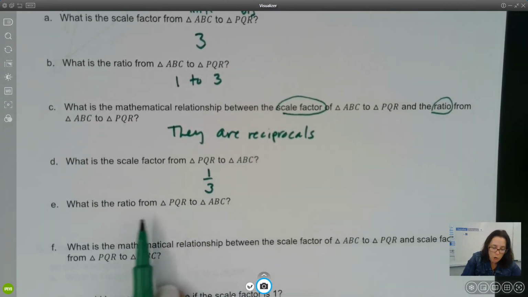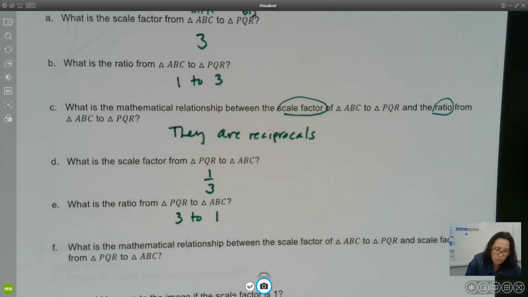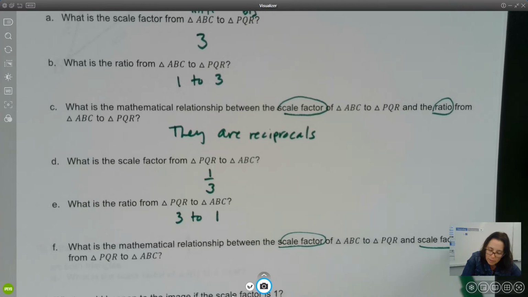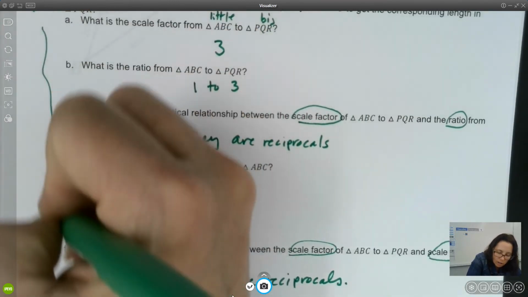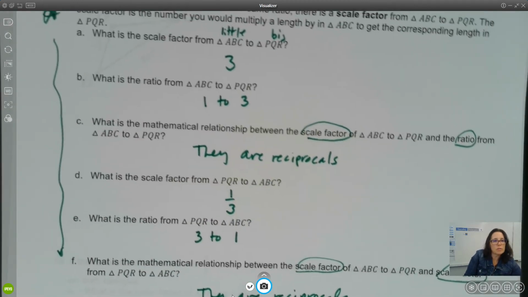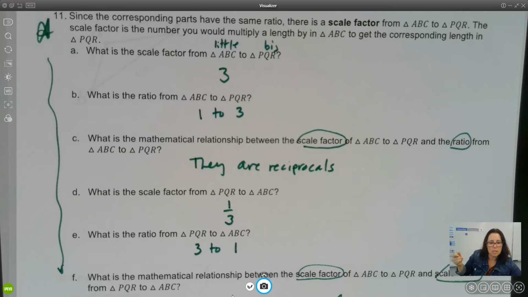What is the ratio from PQR to ABC? Well, the big one went with a 3 and the little one went with a 1. What is the mathematical relationship between the scale factor of ABC to PQR and the scale factor from PQR to ABC? So now this is comparing the scale factors of little to big and big to little. They are reciprocals. This number 11, I put a little star by number 11. If you understand number 11, you are getting all the relationships that you need with scale factor and ratio.